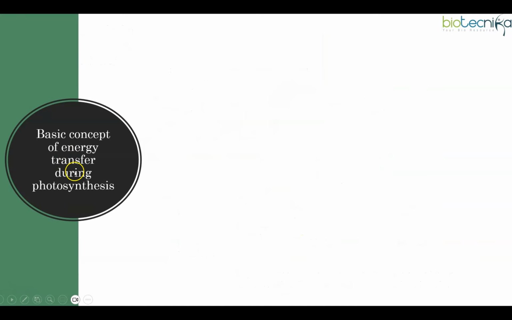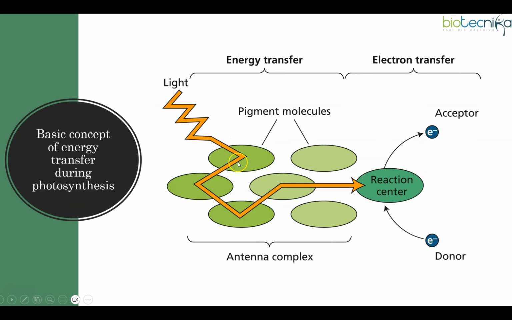So the basic concept of energy transfer during photosynthesis: yes, we have different pigment molecules involved in photosynthesis. When the light energy comes, it is first captured by accessory pigment molecules. The main pigment molecule is chlorophyll, obviously. So several accessory molecules comprise something called an antenna complex, which will be passing on the light energy in the form of photons to the reaction center. And from the reaction center, water will be undergoing photolysis, that means breakdown by light, and they will release the electrons which will enter the photosystems further.